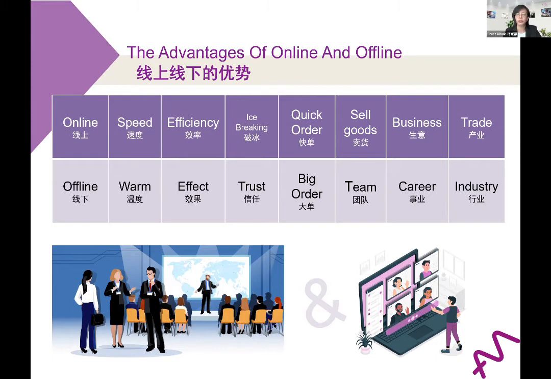So this slide, the intention is to tell them that whether online or offline, you can choose. There are two ways to do it. It's not just one way. Not like opening a shop, where you can only do it offline. You don't open shop, that's it.